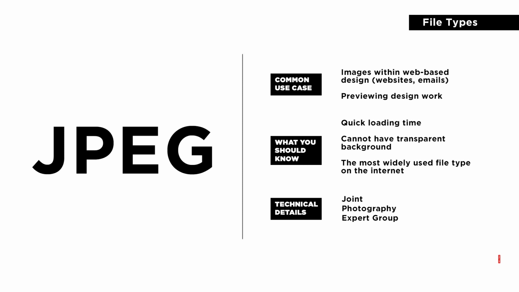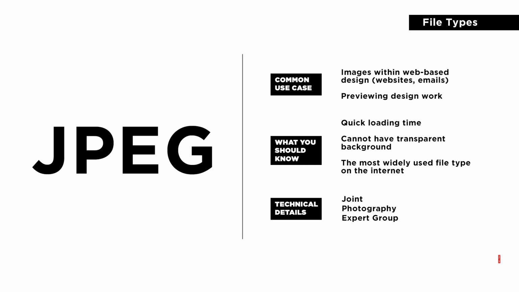JPEG is a file type which is very, very common. JPEG means Joint Photographic Experts Group. Images with web-based designs, that's where it's most commonly used. It is the file of choice for banners or publishers. Previewing design work is also best in JPEG. What are the advantages? Because it has quick loading time, it is used in web-based designs where small file size is important.